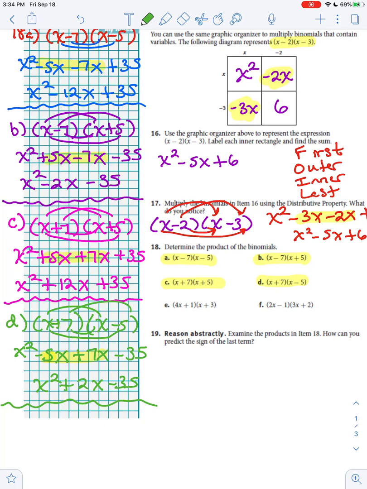Okay. So you can see that our third term is sometimes positive, sometimes negative. Our middle term is sometimes positive and sometimes negative. Sometimes we're adding in the middle, sometimes we're subtracting in the middle.